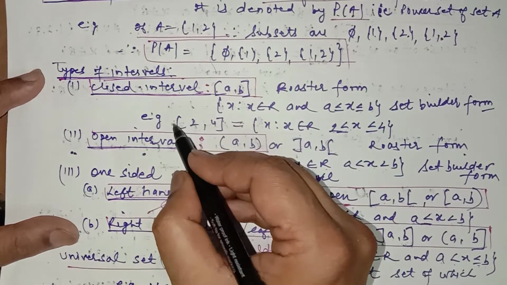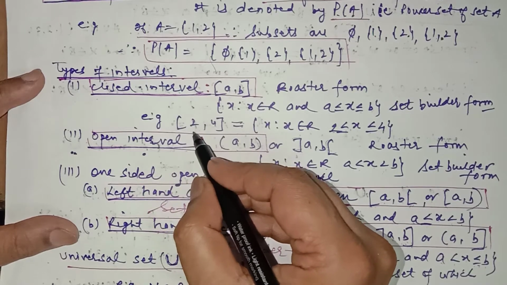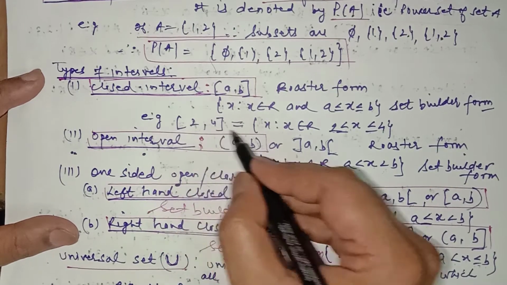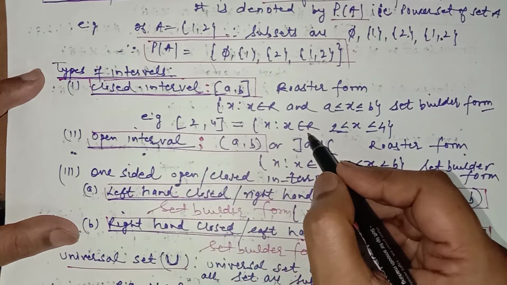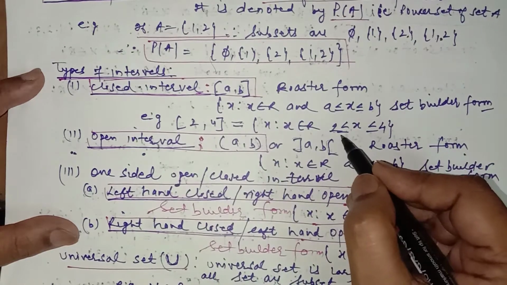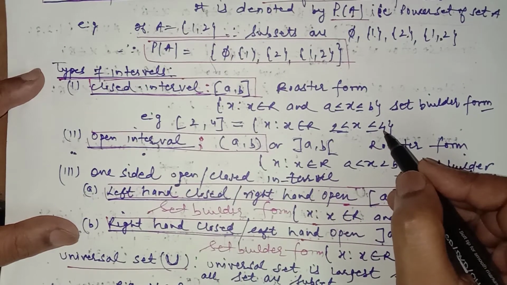Let us take an example. Closed interval 2 to 4, that is, square bracket 2 to 4. It means x such that x belongs to real numbers and the value of x is from 2 to 4 both included, that is, greater than or equal to 2 and less than or equal to 4.